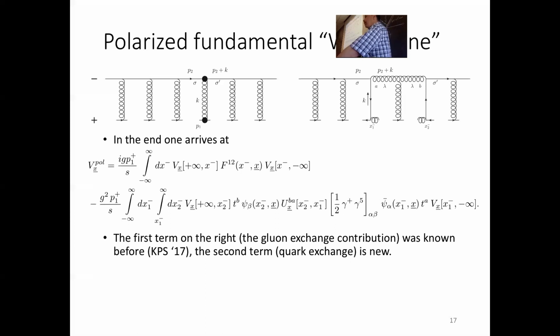So now we know everything, right? We know what the polarized operator V is, and we have the standard unpolarized Wilson lines. And we can now talk about deriving small x asymptotics of this evolution.